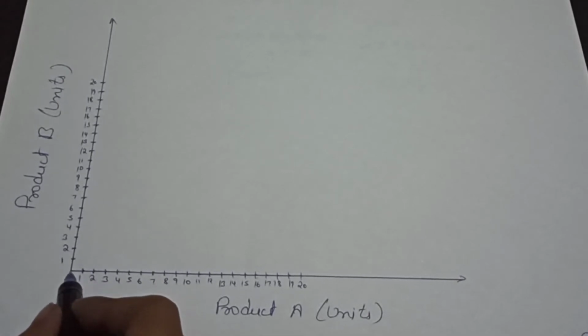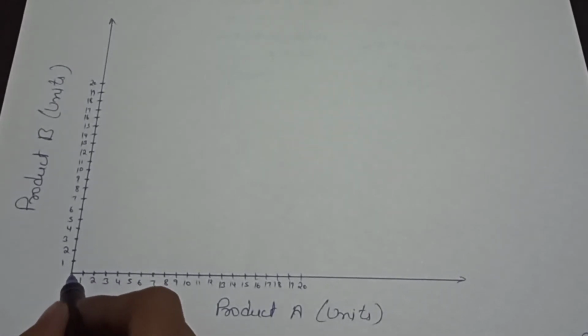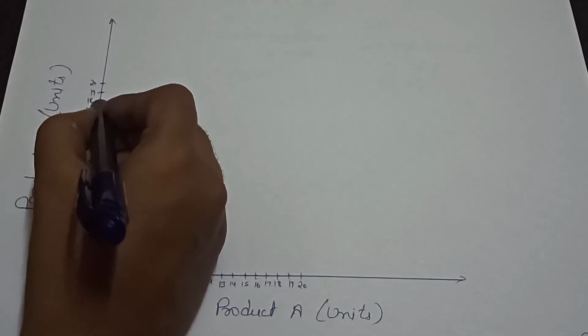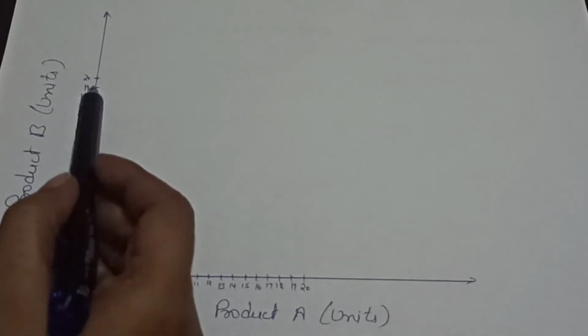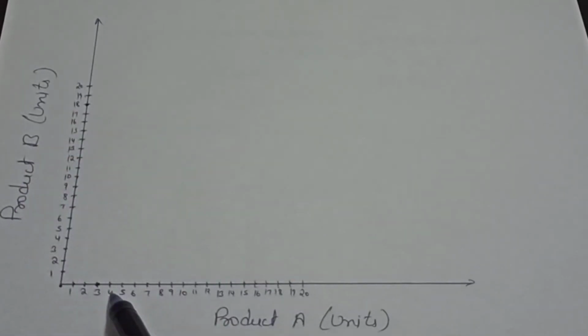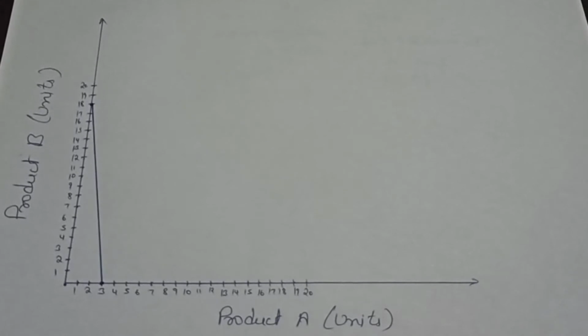So you can see here, this is 0 and 18. So this is the point. Now we can say x is 3 and y is 0. So this is the point. We will join these two points. So these are our points. Here 18 and here 3. We will join these points. So we will draw the line here. So this is the line.